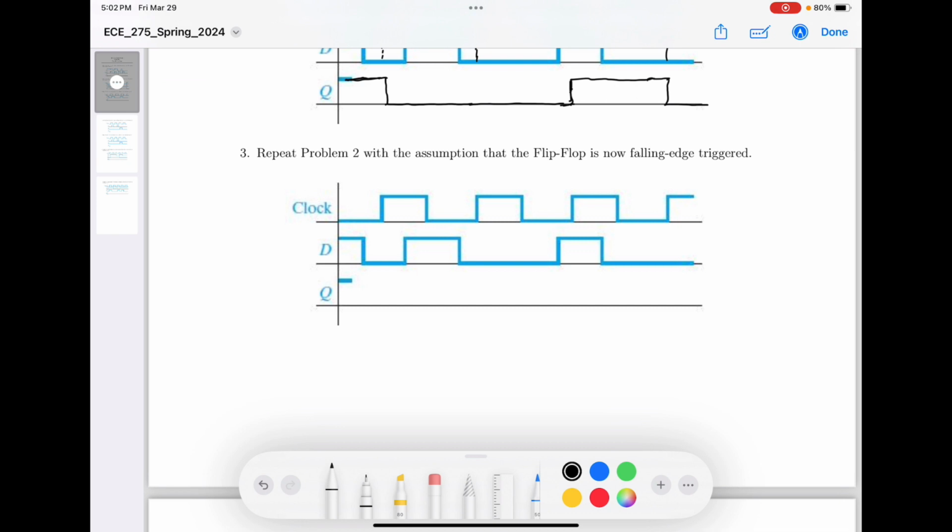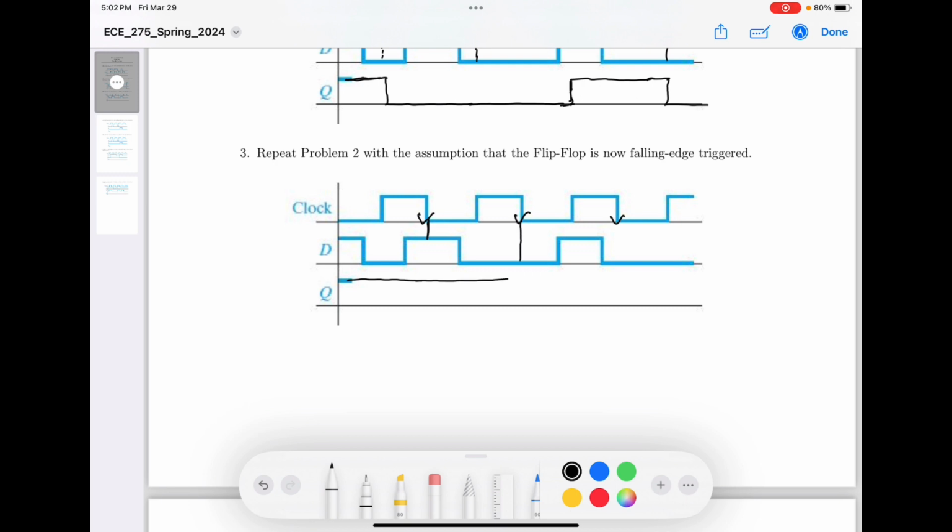Let's take the final problem. Now here it says repeat problem 2 with the assumption that the flip-flop is now falling edge triggered. So for a falling edge triggered flip-flop, you have to consider the negative edges, which is this edge, this edge, this edge. So here we have only 3 clock pulses. Initially your Q is going to hold its value. At this stage, D is 1, so hold the value.